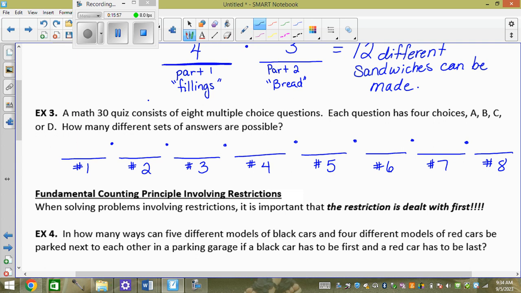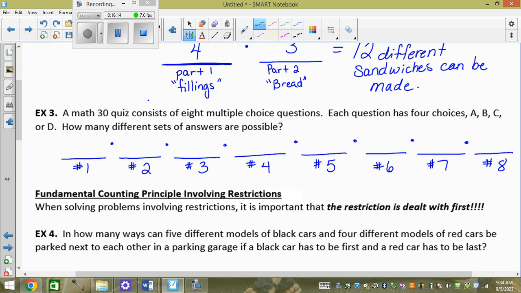Now, we're picking one answer, correct? That's why we have a blank. Number 1, we have a blank because we're picking one answer, A, B, C, or D. You can't pick them all. Your teacher would not give you a mark, correct? And then 2, you're picking one answer. 3, you're picking one answer. 4, 5, 6, 7, 8. You're picking one answer. That's what those blanks mean, right?